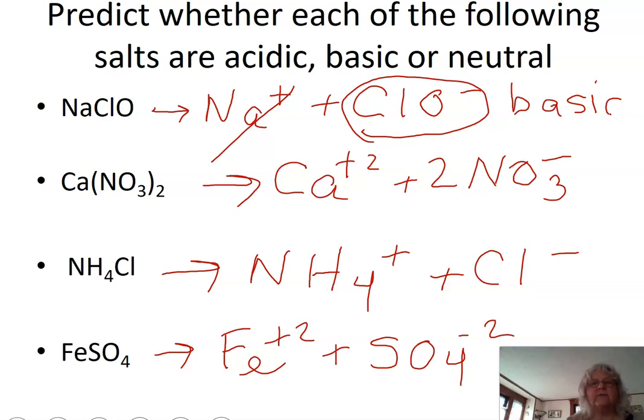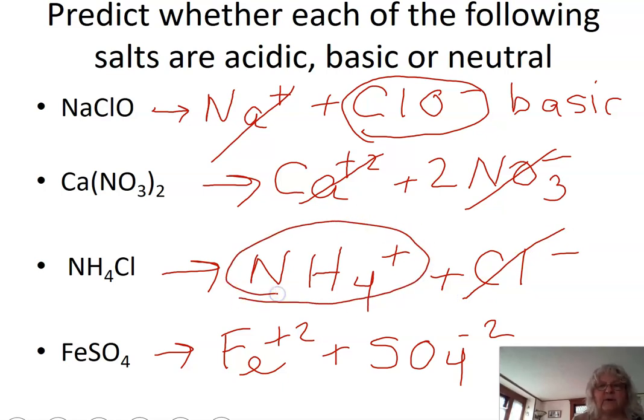The calcium, also from a strong base, won't hydrolyze. The nitrate is from a strong acid. It won't hydrolyze either, so that solution would be neutral. In the ammonium chloride, the chloride won't hydrolyze. It's from a strong acid. The ammonium ion is from a weak base, so it will hydrolyze, and it will be acidic.